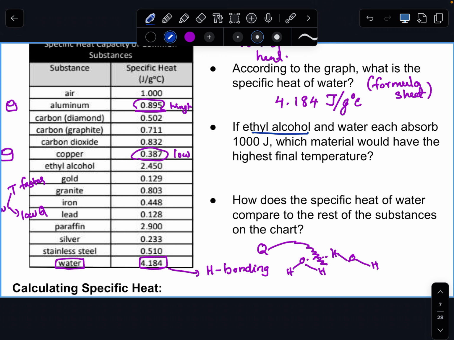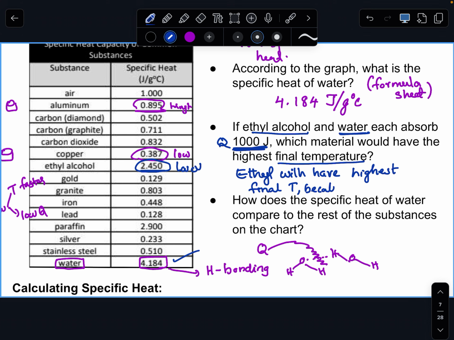Another question says ethyl alcohol absorbs 1000 joules. Ethyl alcohol and water both absorb the same amount of joules. Joules means Q. Which would have the highest final temperature? Which one raises temperature faster? Let's find ethyl alcohol. Ethyl alcohol is 2.450 and water is 4.184. So ethyl alcohol has the lower value, which means ethyl alcohol will have the highest final temperature because of its lower specific heat capacity.